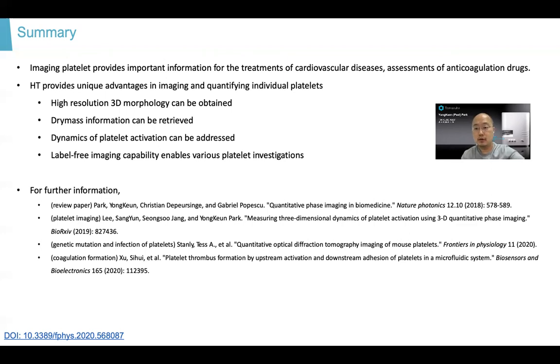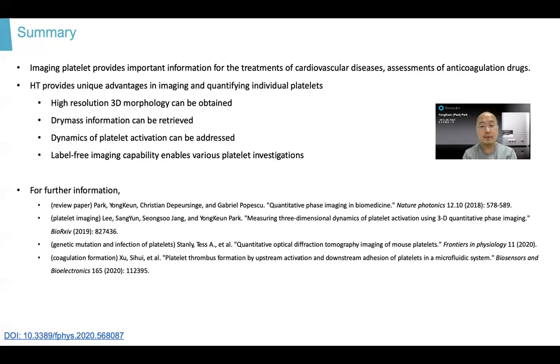So this is a very interesting and exciting topic of study that can be done by using the HT, but this is at a very early stage. So a lot of interesting research output should follow, I expect, including the systematic control of agonists and the responsiveness of individual platelets to specific stimulation, which would be the direct study.